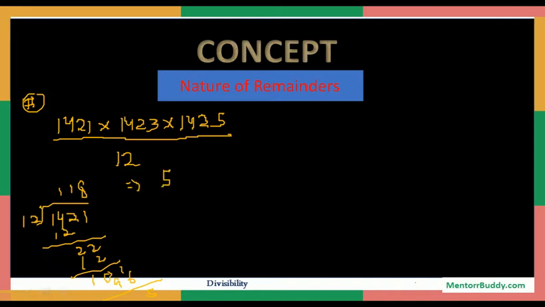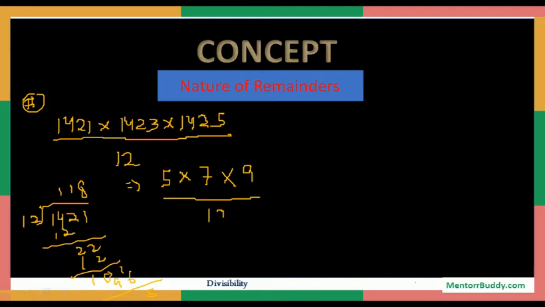Now we can see this number is increased by 2. 1423 has increased by 2, so the remainder is also going to be increased by 2, that will be 7. Again, 1425 is increased by 2, so this remainder is also increased by 2, that will be equal to 9. We need to divide it by 12.